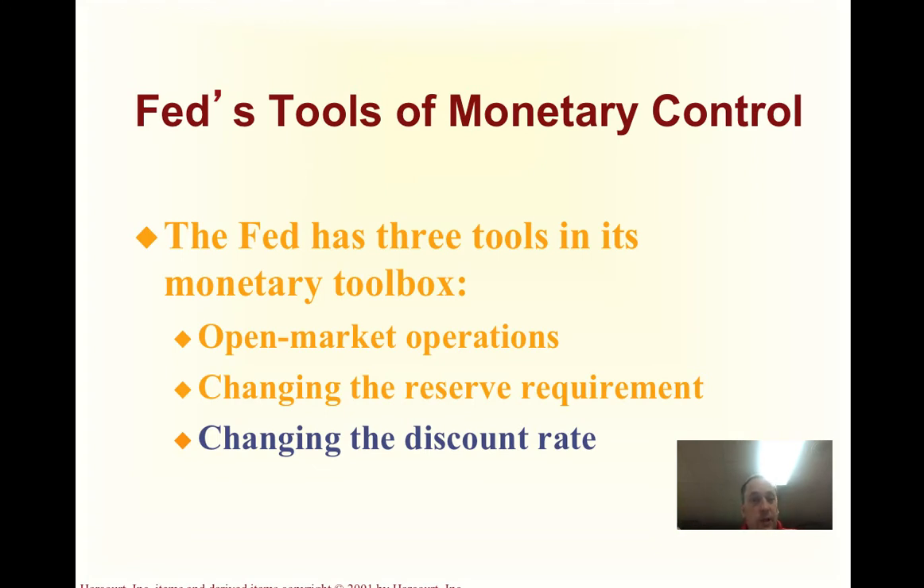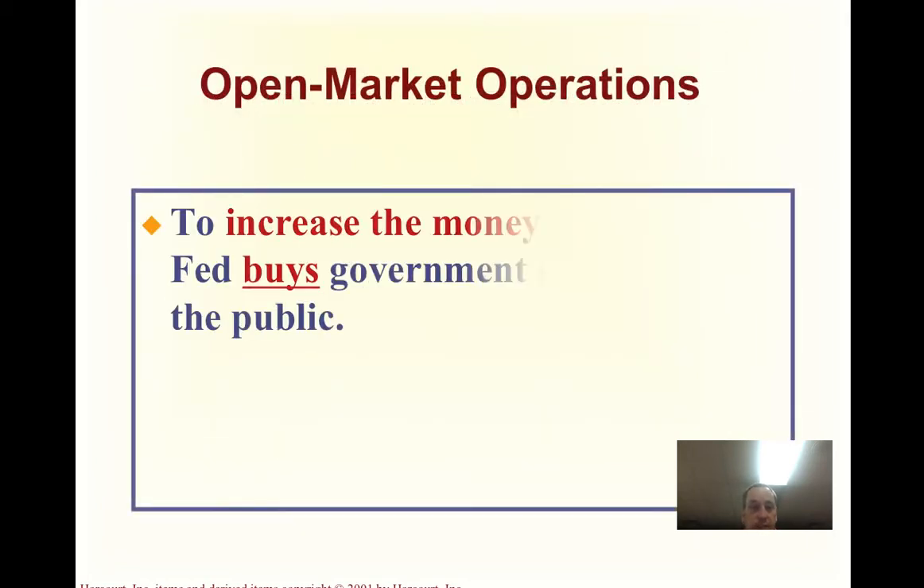When the economy is too slow, they want to speed things up by putting money into circulation. If the economy is going too quickly and they feel like it might be out of control, they're going to take some money out of circulation. Or if they want to control prices, they're going to take money out of circulation to try and get it under control. So the three tools of money supply are open market operations, changing the reserve requirement, and changing the discount rate. Now let's look at each one of these individually.